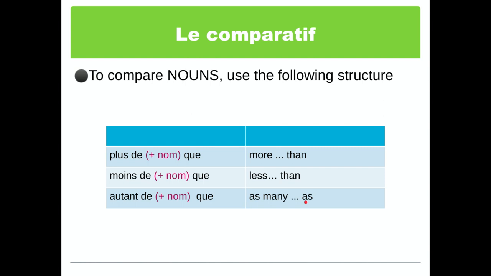To compare nouns, you have to use that following structure that I talked about earlier. So, you have plus de plus the noun and then que. So, plus de moutons que. I have more sheep than. So you could say, j'ai plus de moutons que toi. I have more sheep than you. Moins d'argent que whatever. Autant de filles que. So remember, you just have to have the plus de, moins de, and autant de. The only difference is de.